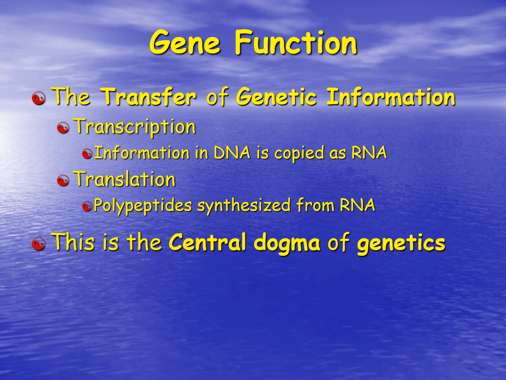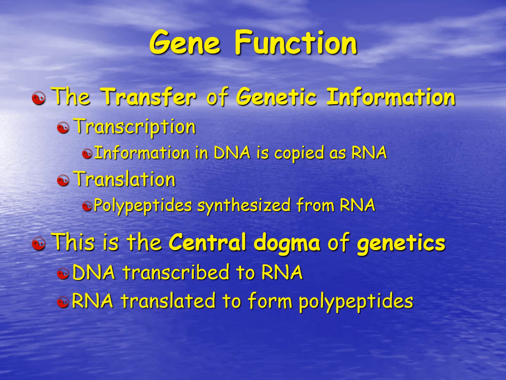And this is the central dogma of genetics, so that the DNA that holds the code for the protein will be transcribed to the messenger RNA, and then that will be translated by the ribosome to form polypeptides. The amino acid sequence that is coded for by the gene in the DNA through messenger RNA will then determine how that protein folds up, and how the protein folds up determines its function.